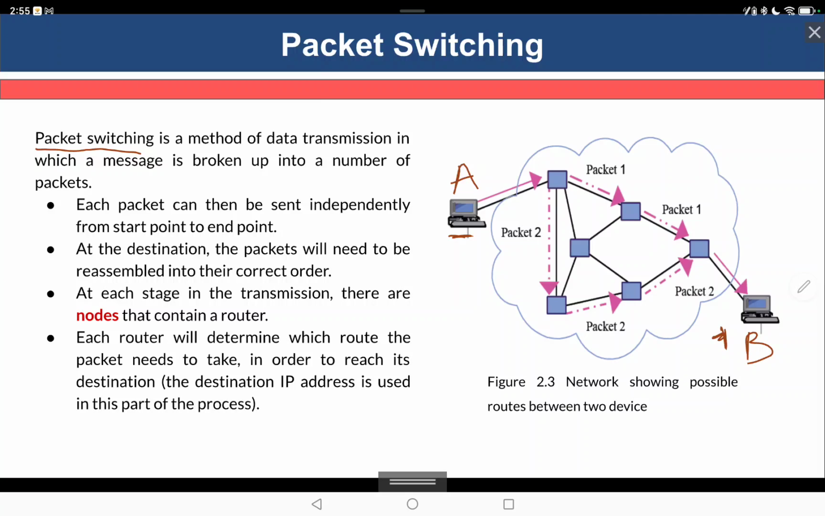Now, at each stage in the transmission, there are nodes. These are nodes that contain routers. In each node there is a router, and each router will determine which route the packet needs to take. For example, this router can determine that the packet needs to take this route or this route in order to reach its destination. So that is how packet switching works.